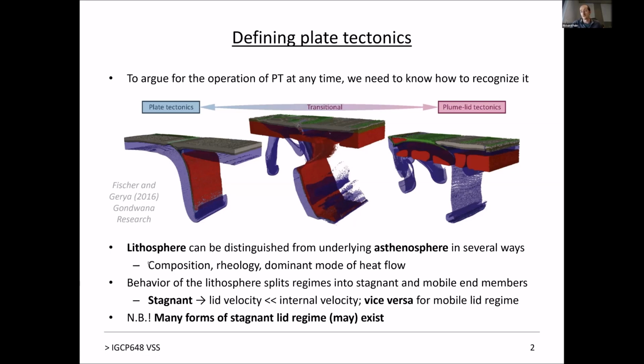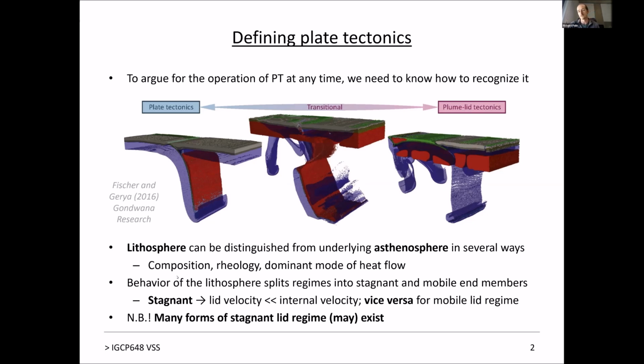So the lithosphere obviously is different from the asthenosphere. You can distinguish it in many ways: composition, rheology, dominant mode of heat flow. The stagnant lid regime would be where you have the lid itself moving very slowly, perhaps imperceptibly slowly compared to the mantle below. And a mobile lid, plate tectonics, would be where the lid is moving significantly faster. How much faster is the question you need to answer. It's a transitional feature in nature. It could be 10 times, 100 times, maybe 1,000 times is a bit extreme, but you see the point here.